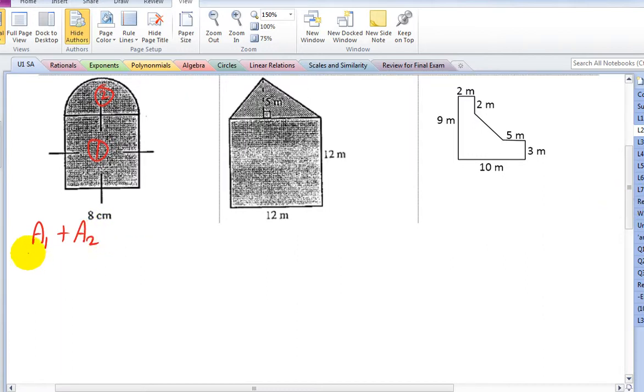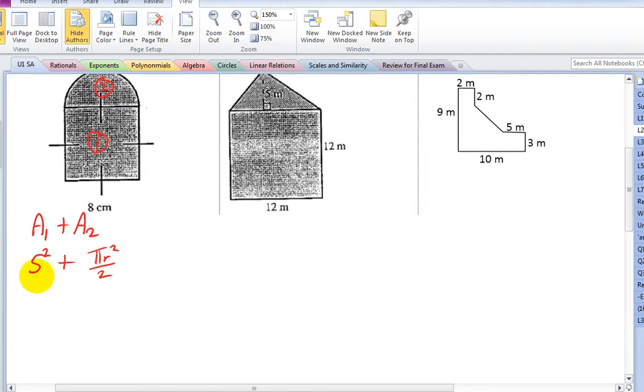Now for area 1, it's a square, so I'm going to substitute the formula s squared in for a square. Plus, a circle is pi r squared, but I don't have a full circle, so I'm going to divide it by 2. Just remember this is s, not a 5, so it's an s for side. The dimension's 8, so this is 8 squared plus pi times r squared. What's the value for r? Amin? Perfect. And then divide by 2.